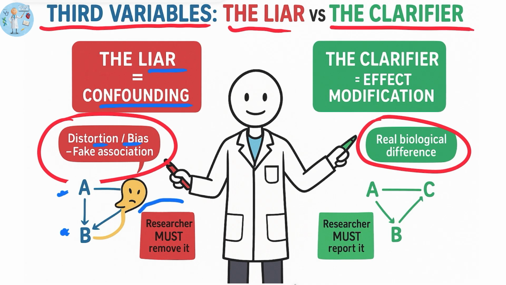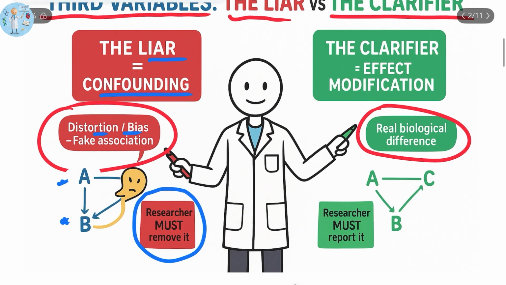And because it's a bias, the researcher's job is always to eliminate it. You have to adjust for it, control for it. Whatever statistical tool you use, you're trying to peel it away to find the real story underneath.